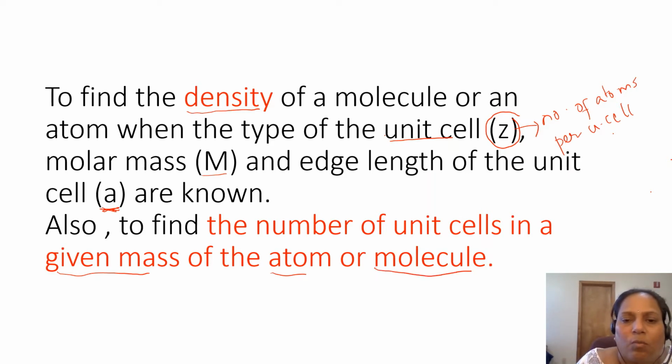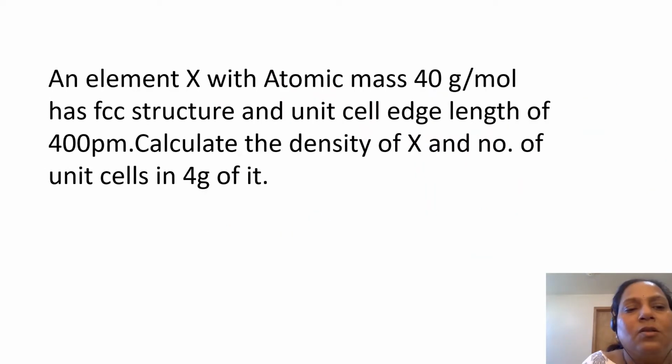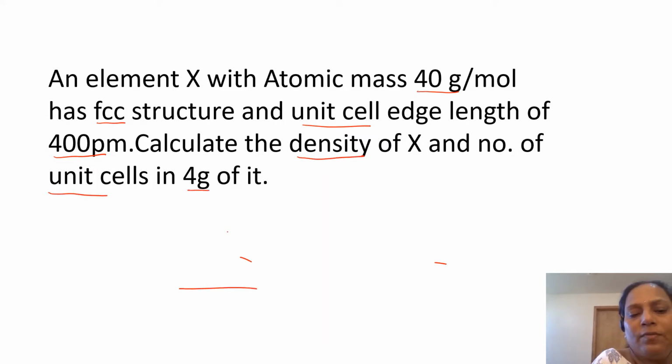So now let's see what the problem is. So this is the problem. An atom X with atomic mass 40 gram per mole has FCC structure and unit cell edge length of 400 picometer. Calculate the density of X and number of unit cells in 4 grams of it.